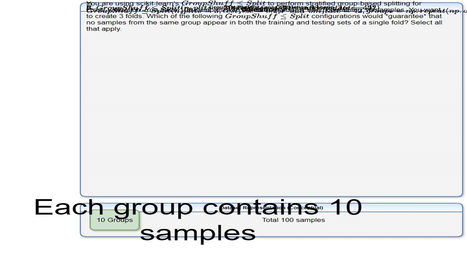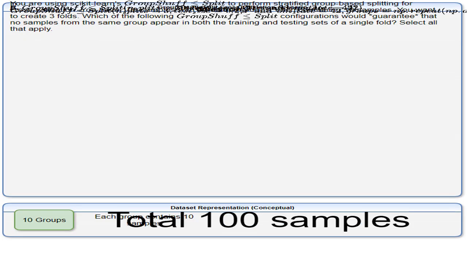Each group has 10 samples. This is essential. Together with the total number of groups, it sets the size of the total dataset and how GroupShuffleSplit will partition it. The total dataset size is 100 samples. This is simply the product of the number of groups and the number of samples per group: 10 groups times 10 samples per group equals 100 samples.